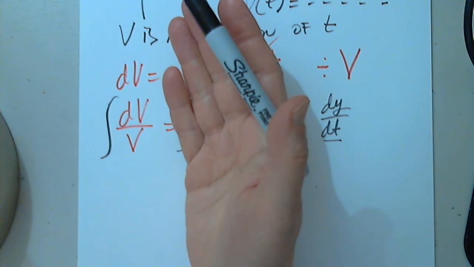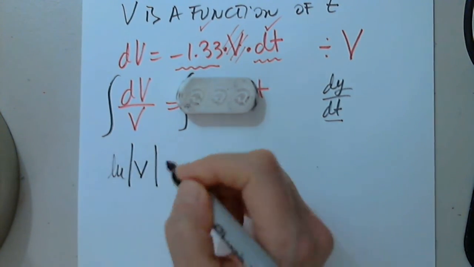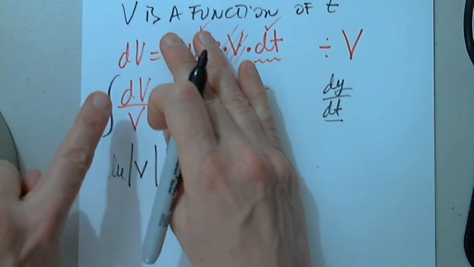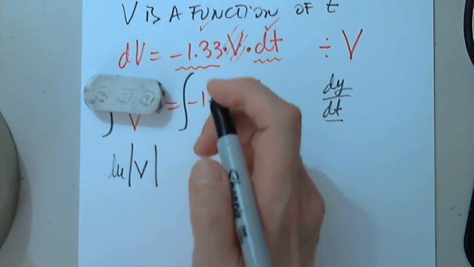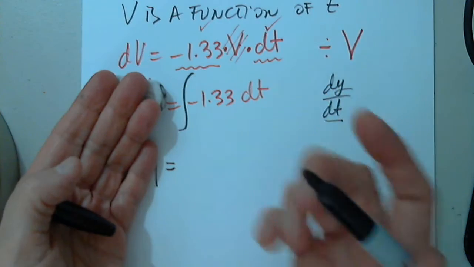Is it ln of v? Very good. Awesome. Excellent. So the natural log of the absolute value of v is 1 over v. Great job. Now forget about this side and tell me what we get on this side. Forget about this. What is this?